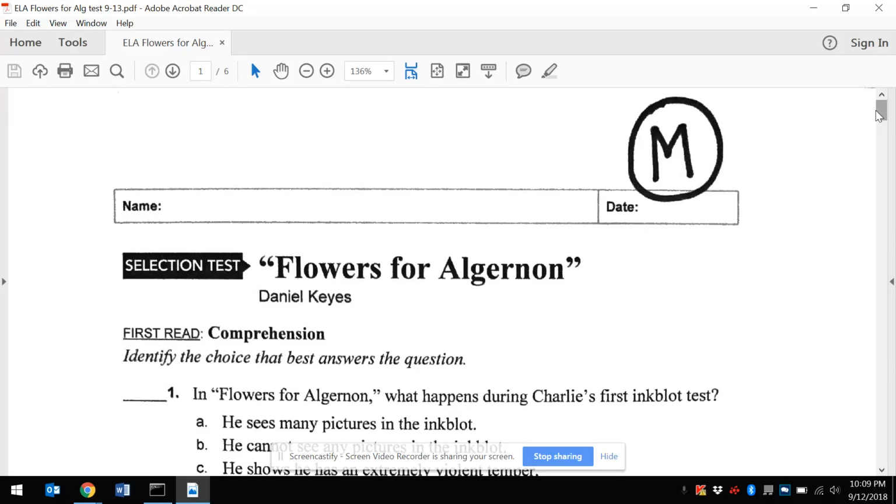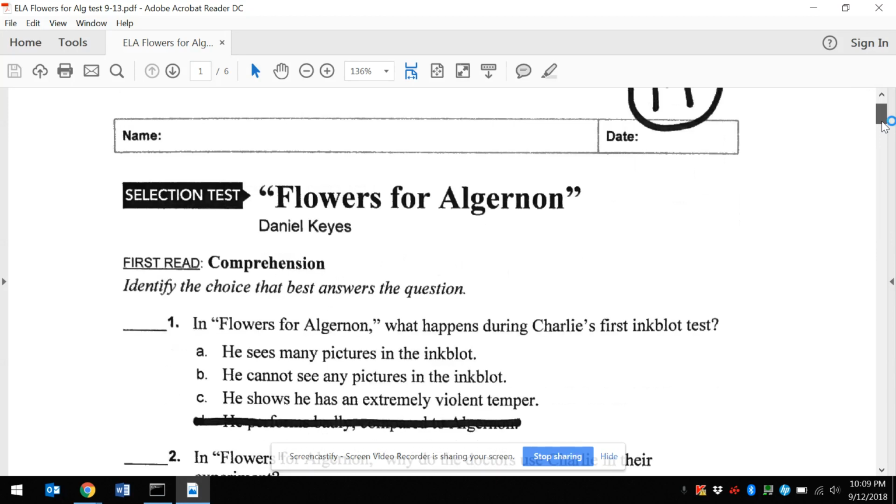Happy Thursday. Today is your test for Flowers for Algernon. As you can see at the top, there is an M, and that just means a modified test. I've taken some of the incorrect answers and marked them out for you. Make sure you put your name on it. This is the Flowers for Algernon test.